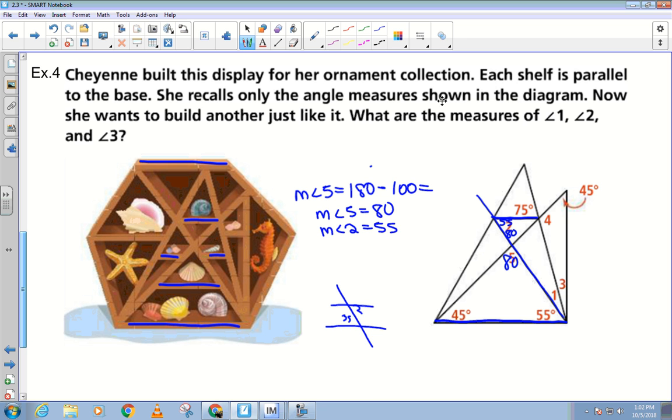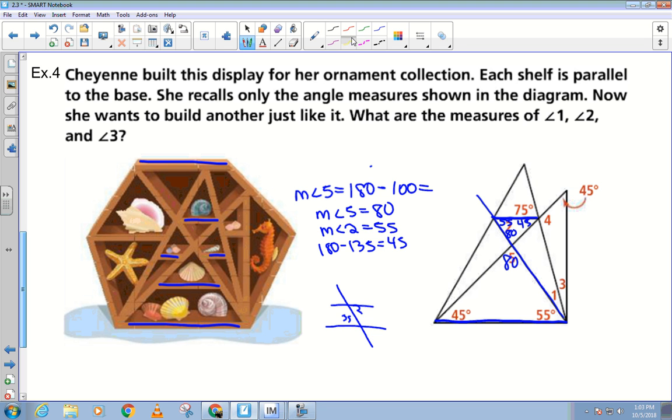Alright. Now I can find this little guy right here, couldn't I? So that would be 180 minus 135, which is what? 45. So this little guy right here is 45.